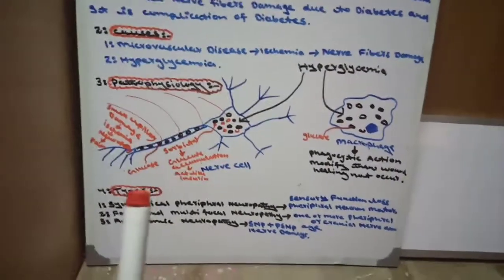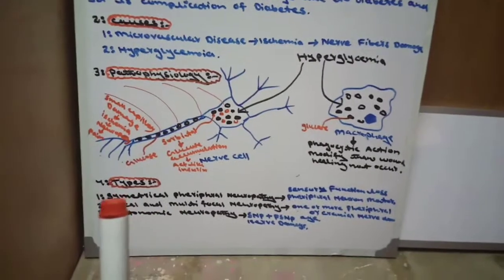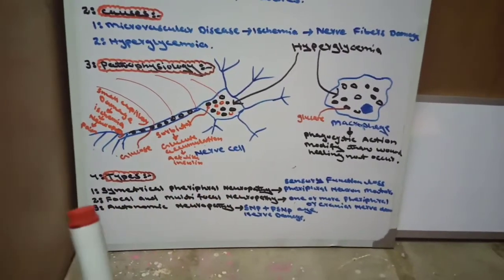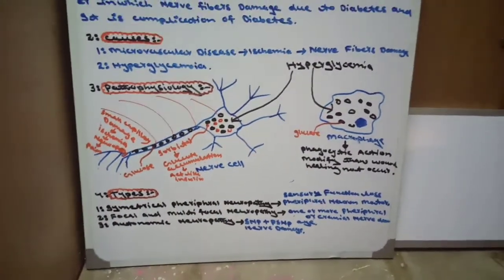Now after pathophysiology, the types of neuropathy. There are three types of neuropathy. Number one, symmetrical peripheral neuropathy. Number two, focal and multifocal neuropathy. Number three, autonomic neuropathy.